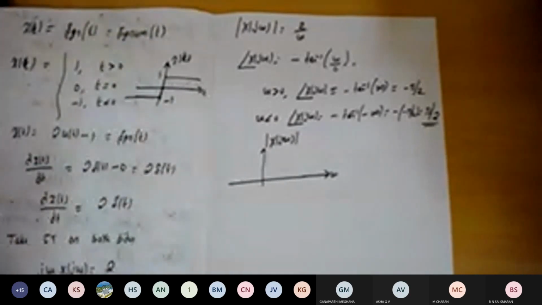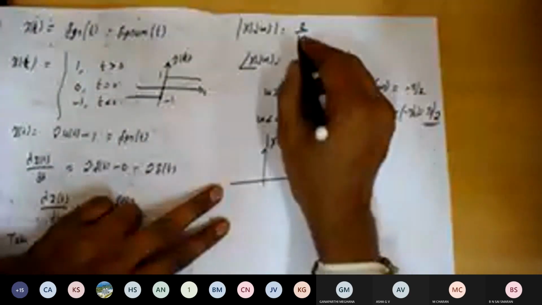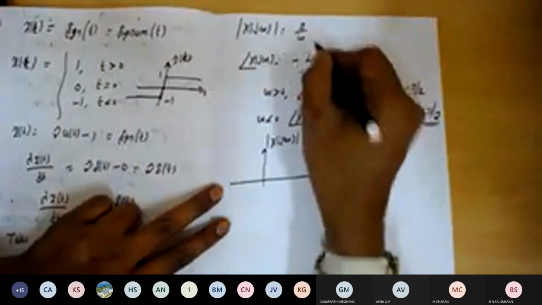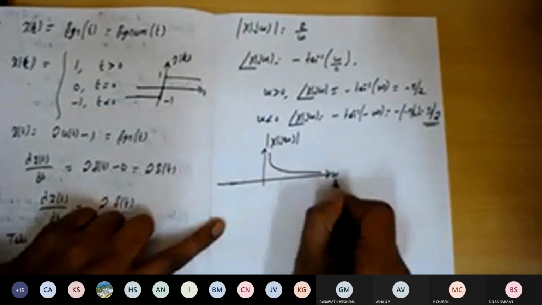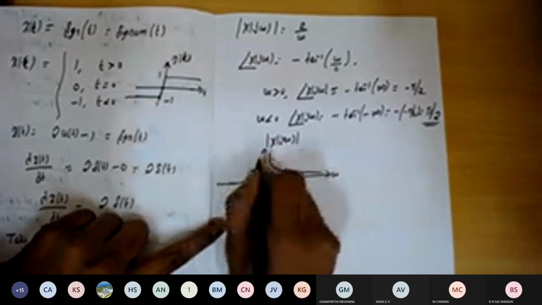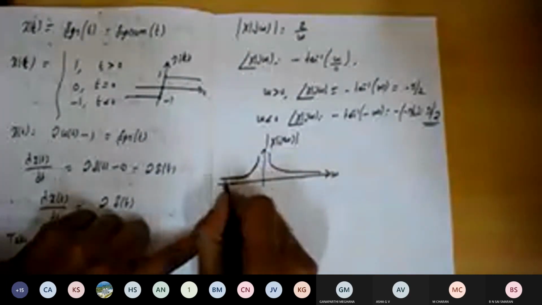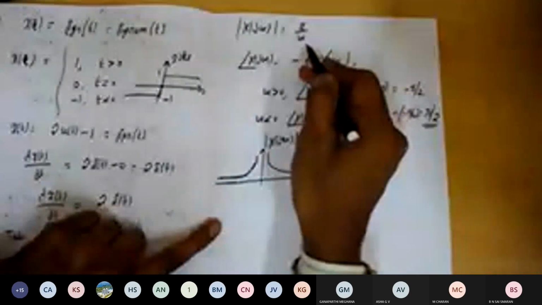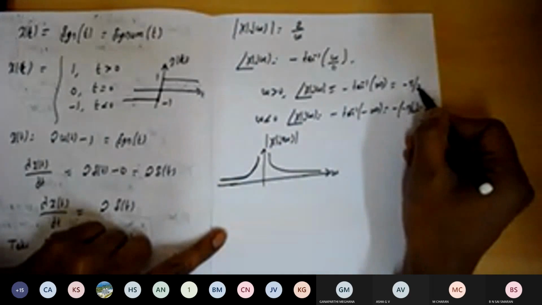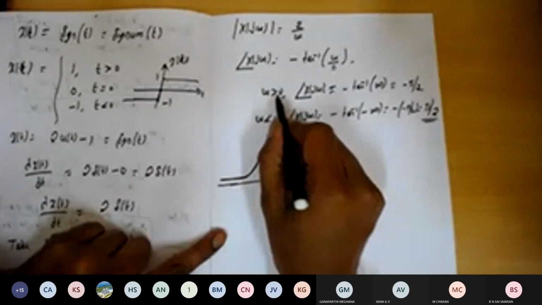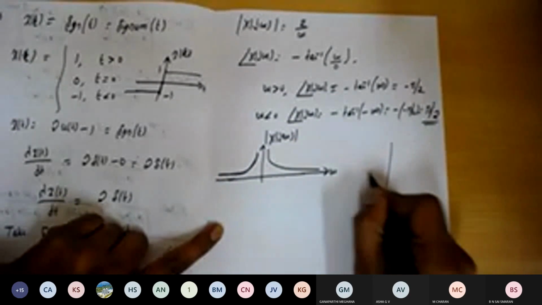Okay, so I'll take this one. This is for 2 divided by omega. For smaller omega, the value will be larger, and as omega increases to infinity, it will become almost 0. So similarly, we'll get like this. This is the magnitude response, 2 by omega. Similarly, we can plot the phase response for different values of omega. For omega greater than 0, we got minus pi by 2, so we can plot it like this.